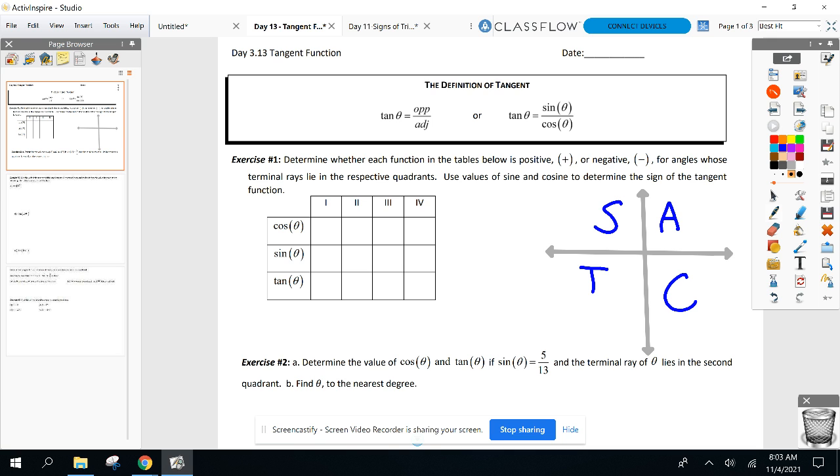So I think we can go through this entire chart right now and put a plus and minus where everything is positive and negative. Do you think you can do it? So I'll do cosine with you and you can finish sine and tangent.